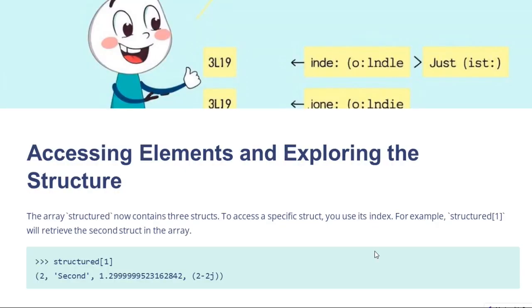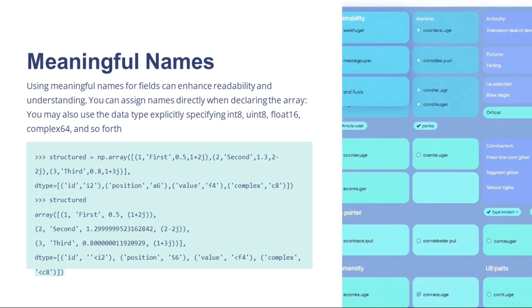Now coming to the next concept. So now we saw how to access the elements. We can access the elements using the index. You can access the elements using the unique IDs F0, F1, F2, F3. Now there's another way of accessing the elements, which we call through names. We can use meaningful names for the fields in order to increase the readability and understanding. Now how can we do this? Let's consider the same array.